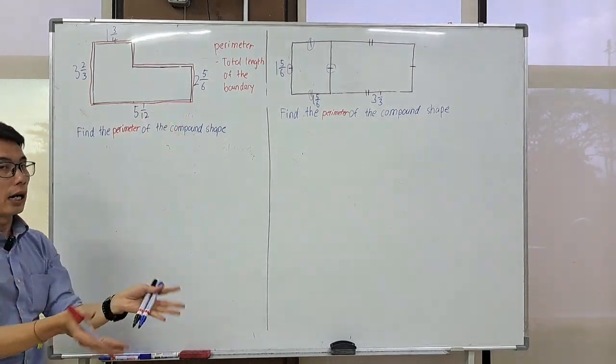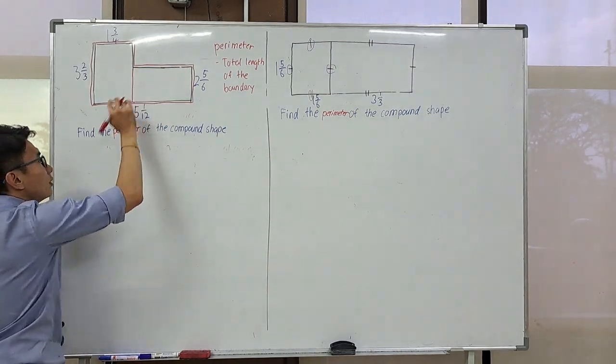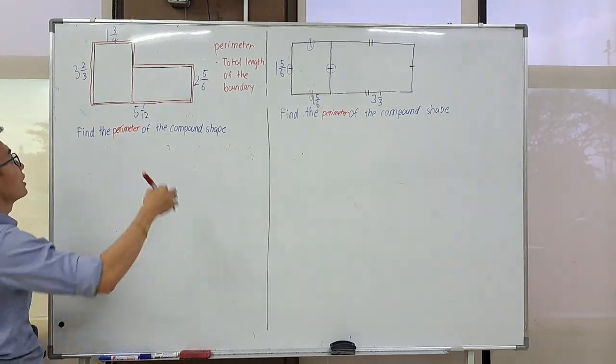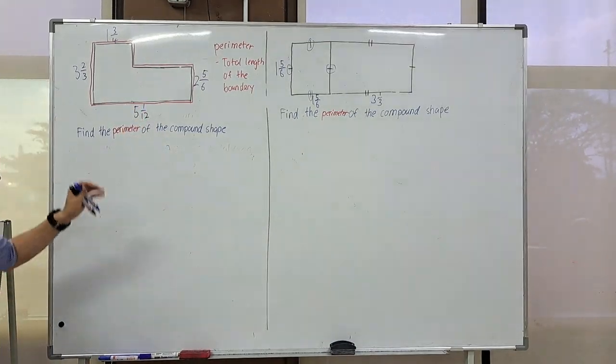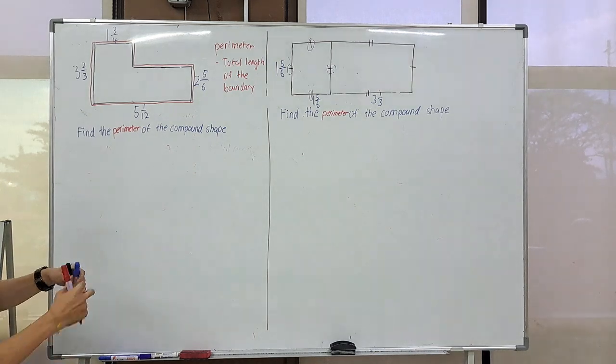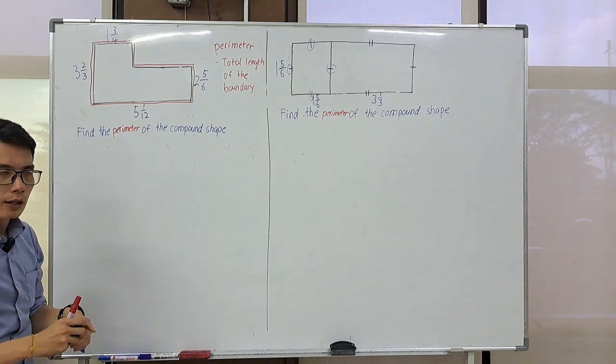Boundary means outside lah. So if I were to draw this line, that's not my boundary because it's inside. Okay, so let me erase that. So if I'm interested to find this, all I need to do is to add up all these numbers.